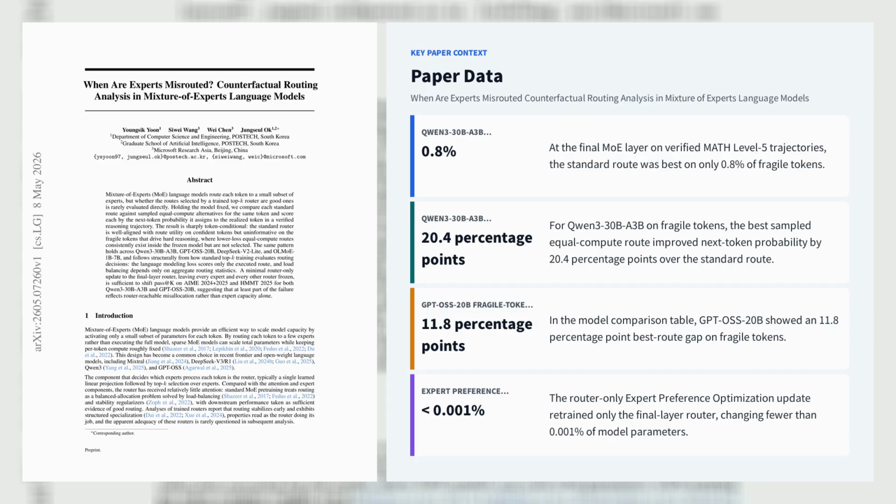The paper argues this is a counterfactual blind spot in ordinary MoE training because the cross-entropy loss only evaluates the executed route, and load balancing losses depend on aggregate routing statistics, not token-level counterfactual route quality. To probe causality, the authors introduce expert preference optimization, a router-only update that changes fewer than 0.001% of parameters by retraining only the final-layer router. This shifts pass@k upward on AIME and HMMT for both Qwen3-30B-A3B and GPT-OSS-20B, supporting the claim that some failures come from misrouting rather than expert capacity.